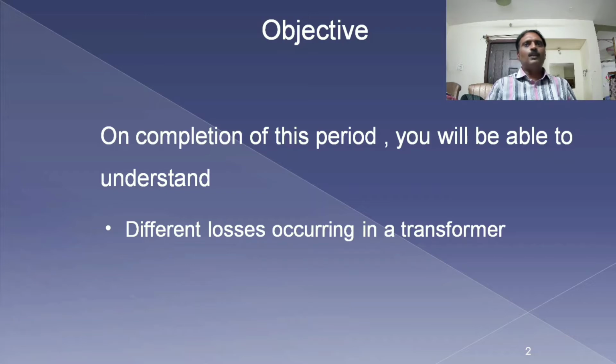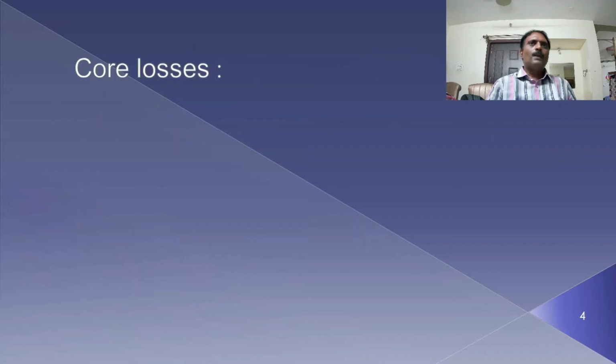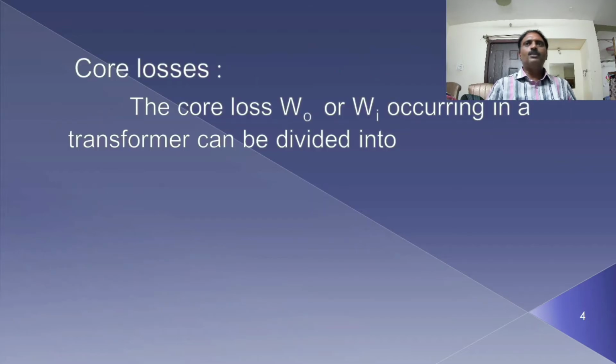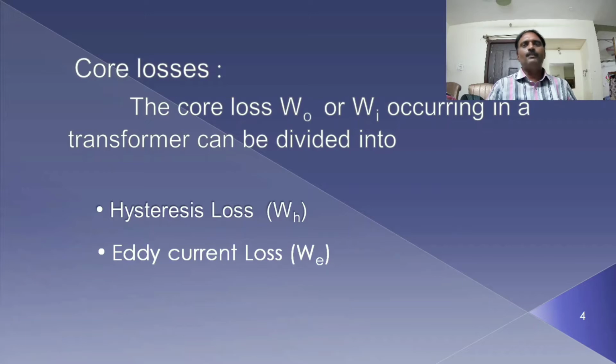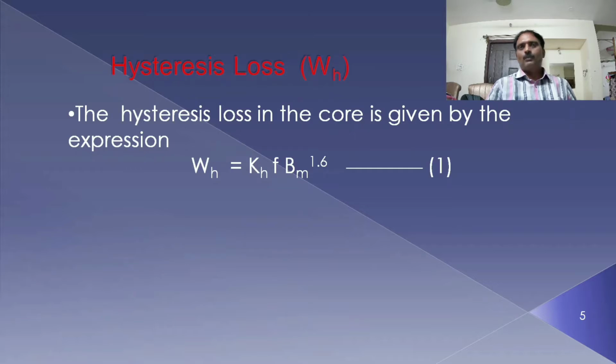Generally the losses we are going to have are core losses and copper losses. The core losses can again be considered as two. One is hysteresis loss, which is represented by WH, and another one is eddy current loss, represented by WE. The empirical formula for calculating hysteresis loss is given as WH equals KH multiplied by F into Bm to the power of 1.6. Let me explain these parameters here. KH is the hysteresis constant, F is the frequency, and Bm is the maximum value of flux density.